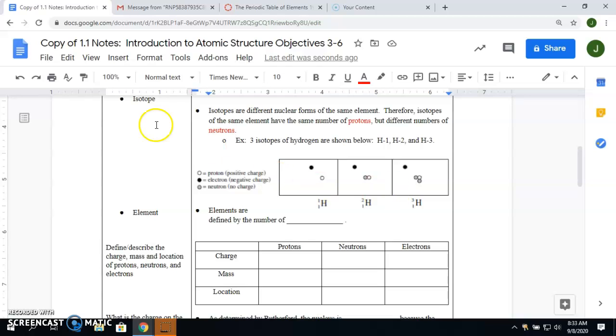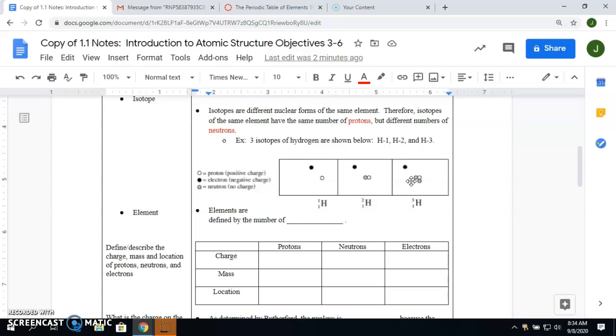And remember, the definition for isotopes is that they've got a different nucleus, but they're still the same element. Therefore, isotopes of the same element have the same number of protons, but different numbers of neutrons. We can see how that applies to this picture by noticing that each of these hydrogen isotopes has one of these white protons inside the nucleus, but they have 0, 1, and 2 neutrons inside the nucleus. So same number of protons, but different numbers of neutrons.